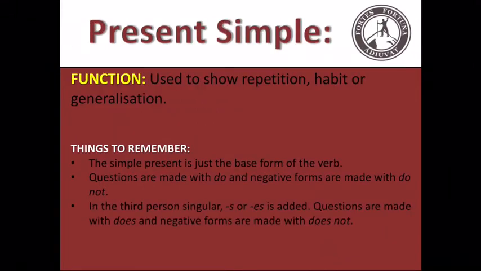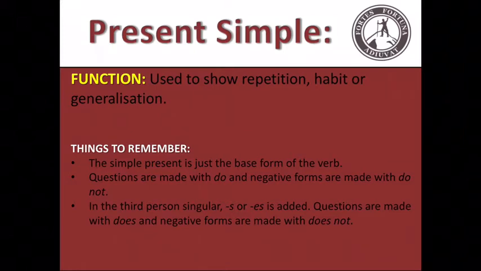So let's start with the simplest one we have, present simple. We use this to show repetition, habit, or generalization. The things to remember with this tense is that the simple present is just the base form of the verb. Questions are made with do and negative forms are made with do not. We can use a contraction to write don't.